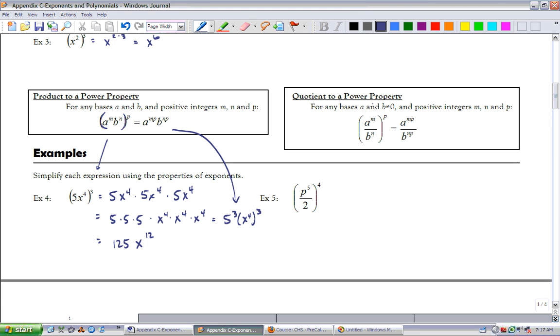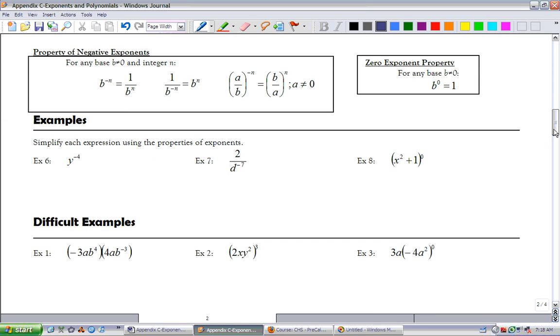Okay, quotient to a power property basically says that if you're taking a fraction to a power, you can just take the power to the numerator and the denominator. Okay, so if we have p to the 5th over 2, all to the 4th, then we can look at that as p to the 5th to the 4th over 2 to the 4th. Okay, and again, exponents in this position, we're going to multiply, so we're going to get p to the 20th over 2 to the 4th, which is 16. Alright, there are answers.